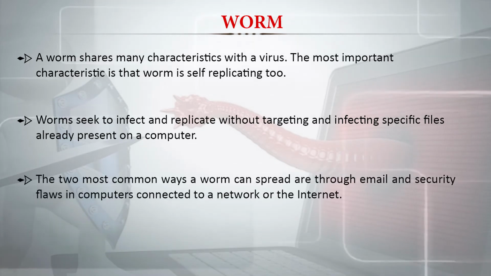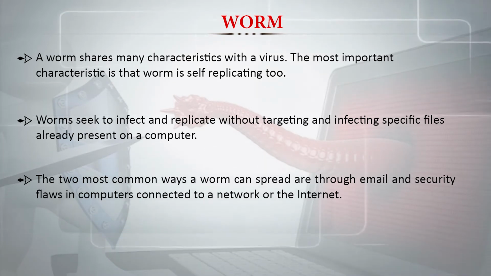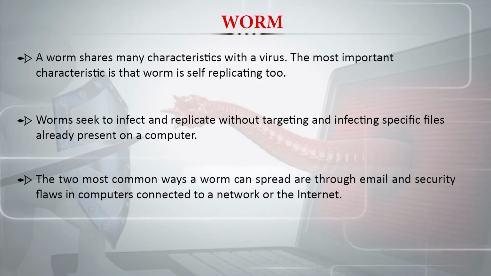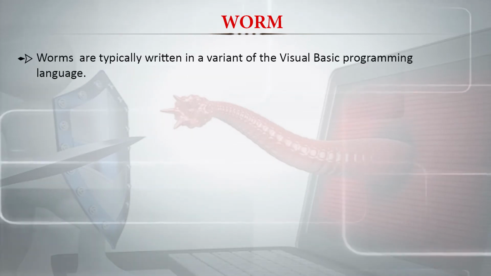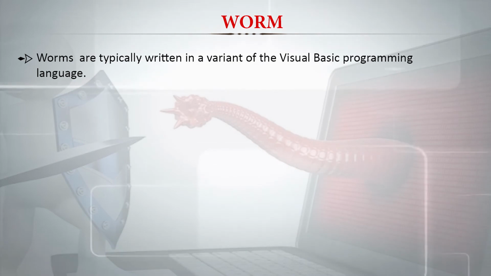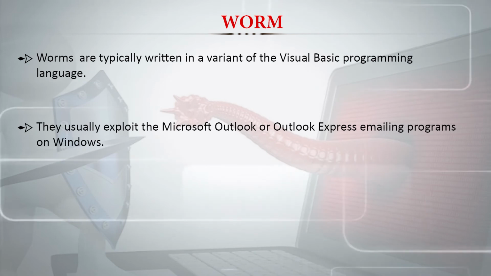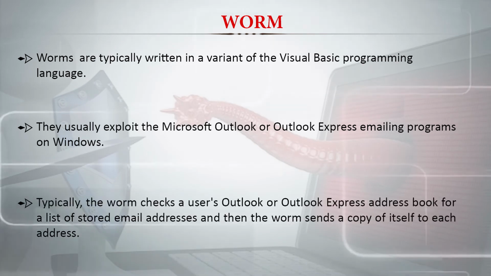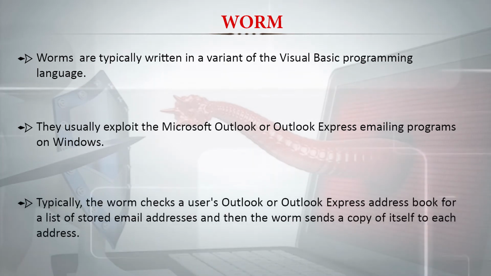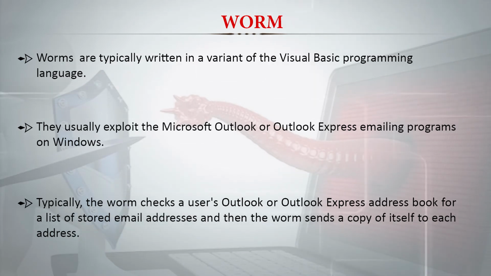The two most common ways a worm can spread are through email and security flaws in computers connected to a network or the internet. Worms which use email to spread are known as mass mailing worms. They are typically written in a variant of the Visual Basic programming language. They usually exploit the Microsoft Outlook or Outlook Express emailing programs on Windows. Typically, the worm takes a user's Outlook or Outlook Express address book for a list of stored email addresses, and then the worm sends a copy of itself to each such address.